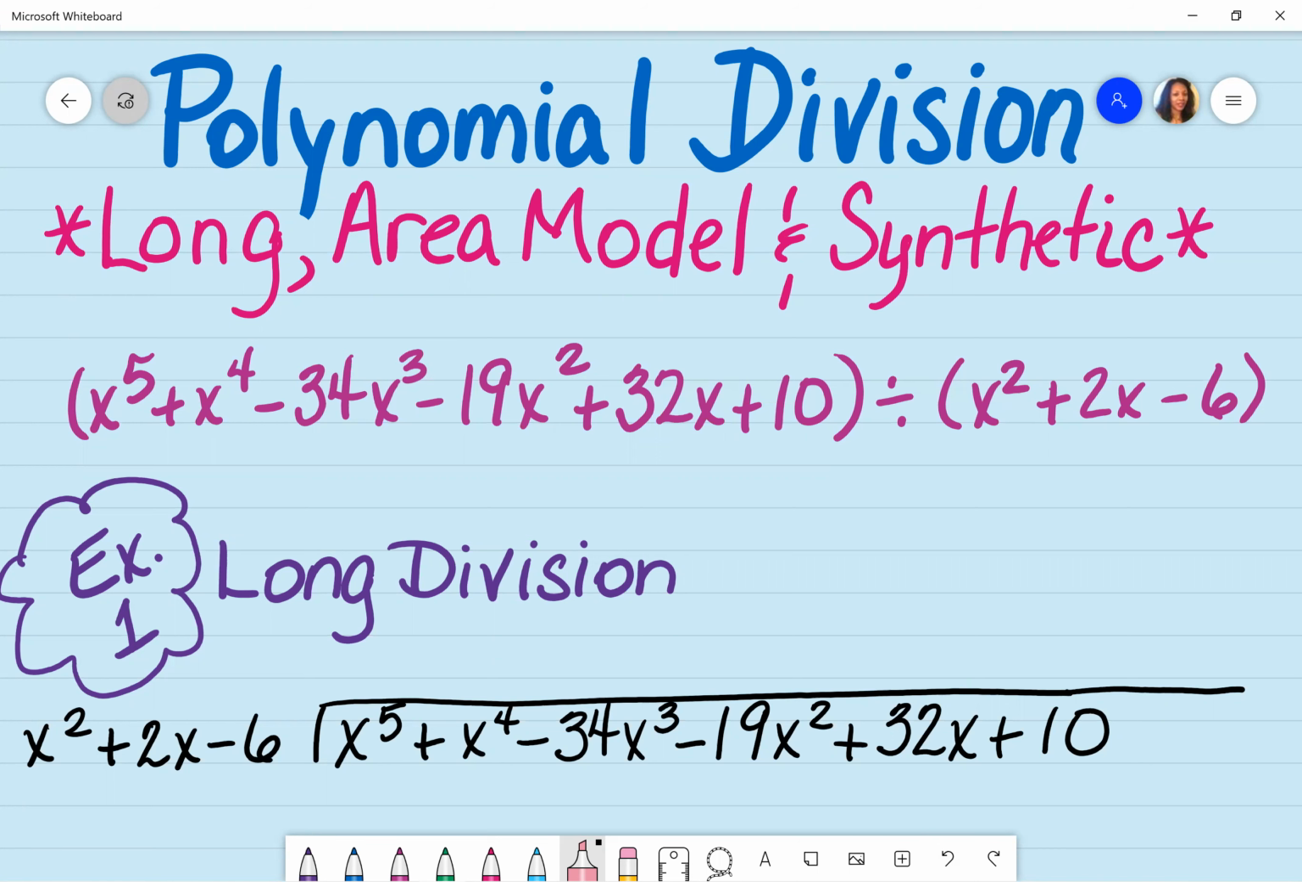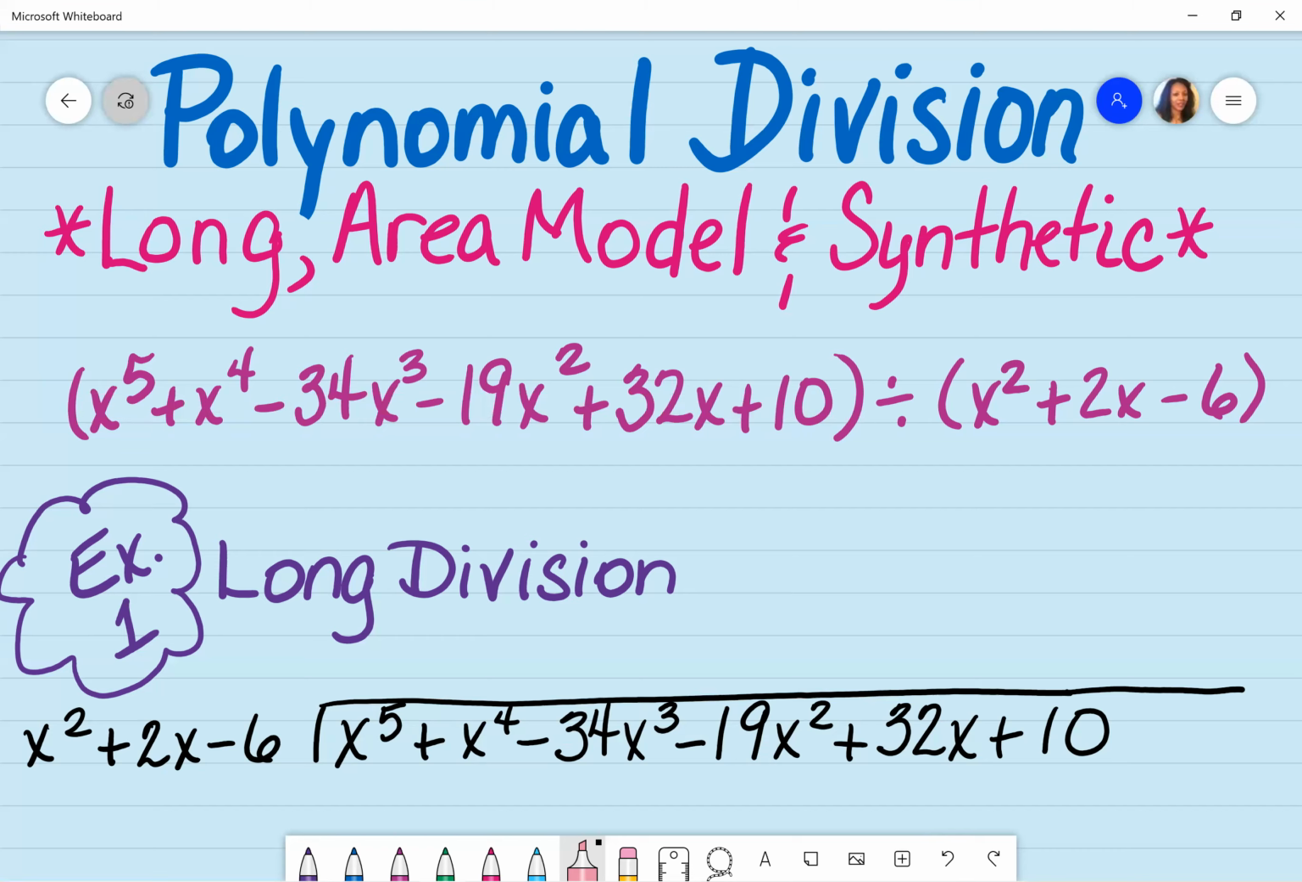So if your problem is shown like this, the way that you set it up using long division is whatever follows your division symbol will go on the outside of your division symbol for long division. So that is called your divisor. And what's in front of your division sign is your dividend, and that goes underneath your division symbol.